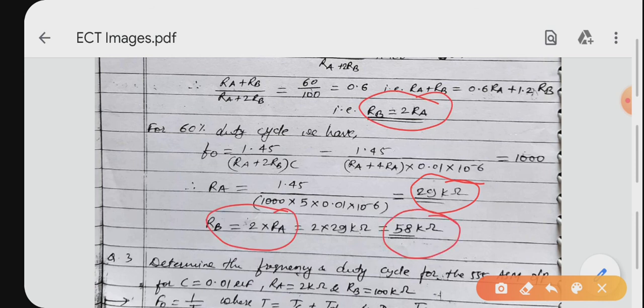Don't forget again to draw the circuit diagram, which I have not drawn here, but you have to draw it whenever the question is asked in the exam. This can be asked for 7 or 8 marks. Design the astable multivibrator using IC 555. Astable means having zero stable state. So you have to find out the values of Ra, Rb and capacitor C, as we have found out here. Finally, draw the circuit diagram.